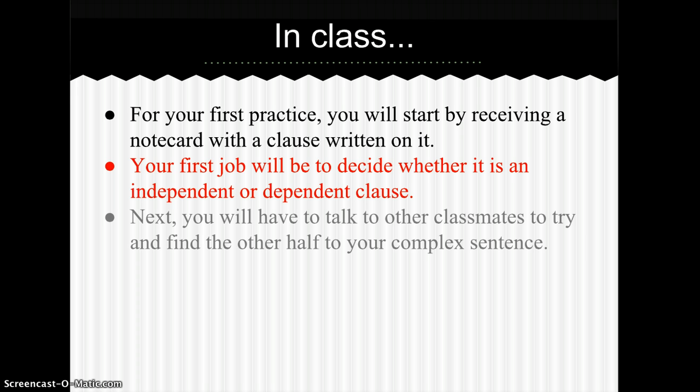And then we will mingle with one another and you will have to find the other half to your complex sentence. So if you start with an independent clause, it'll be your job to find the card that has the dependent clause that goes with it. So hopefully we'll be making some complex sentences by the end of our practice.